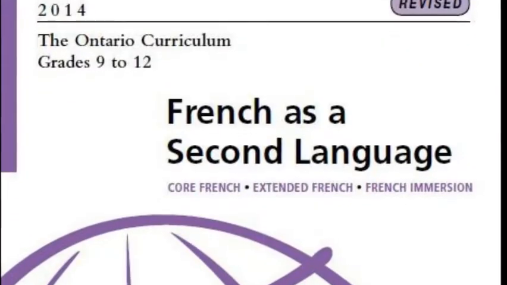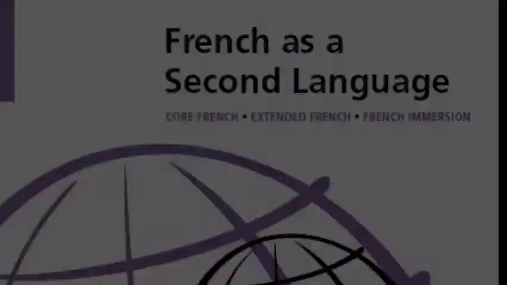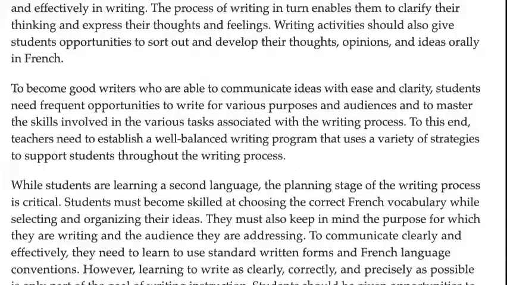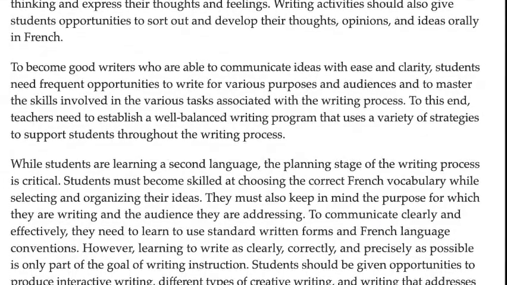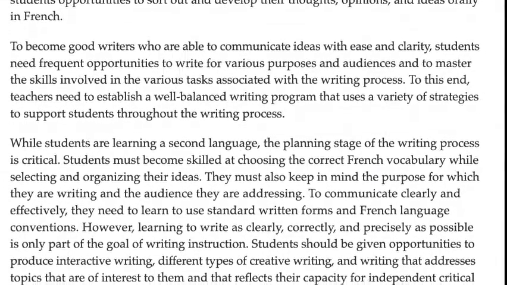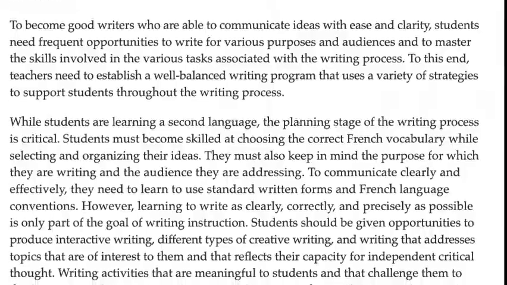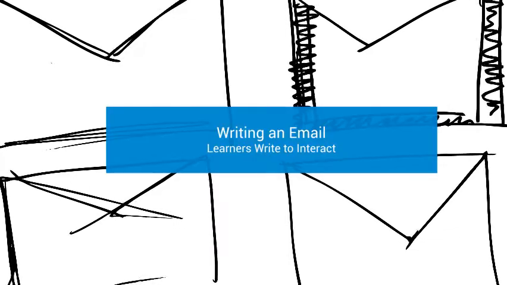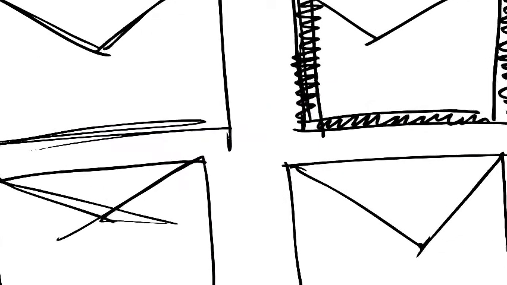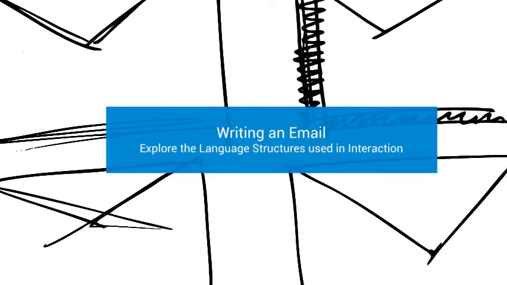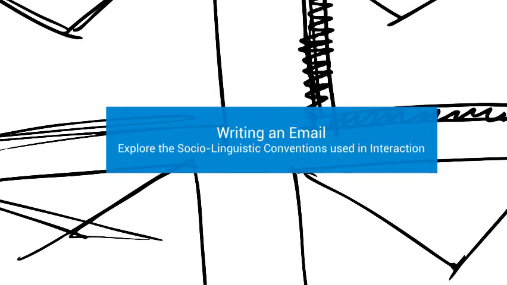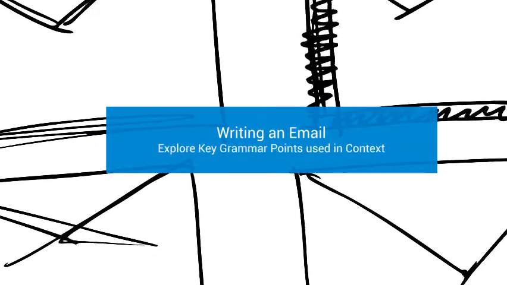The curriculum document explains that to communicate clearly and effectively, learners need to learn to use standard written forms and French language conventions, but should be given opportunities to produce interactive writing, different types of creative writing, and writing that addresses topics. With our example of responding to an email invitation, learners should understand that they are writing to interact. This provides an opportunity to explore the language structures and vocabulary used in interaction, the sociolinguistic conventions used in responding to another person, as well as key grammar points and context.